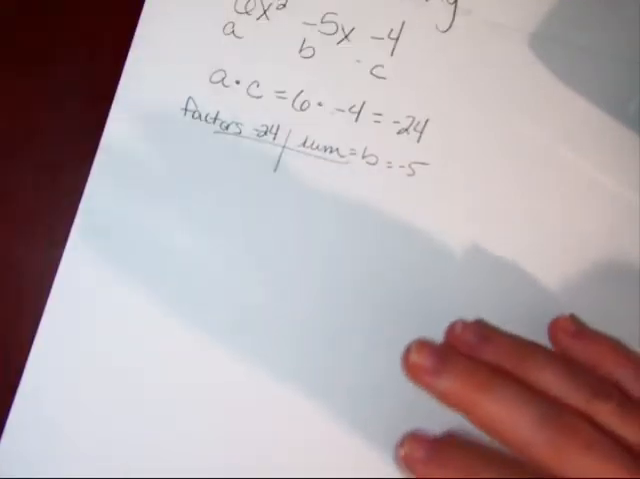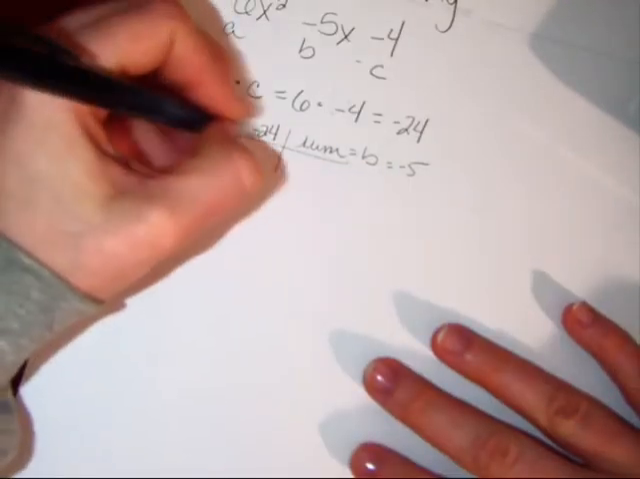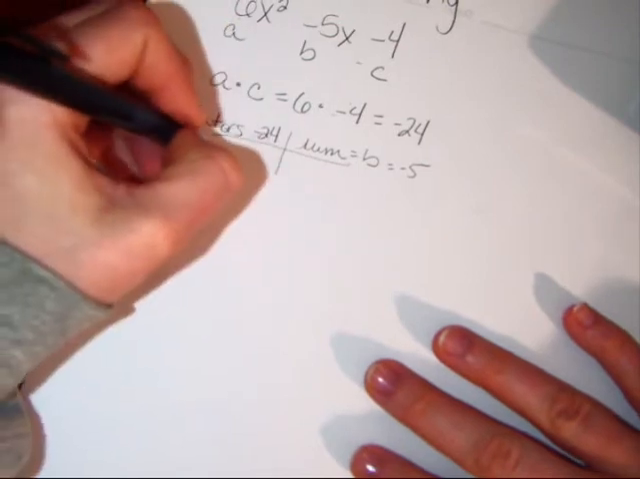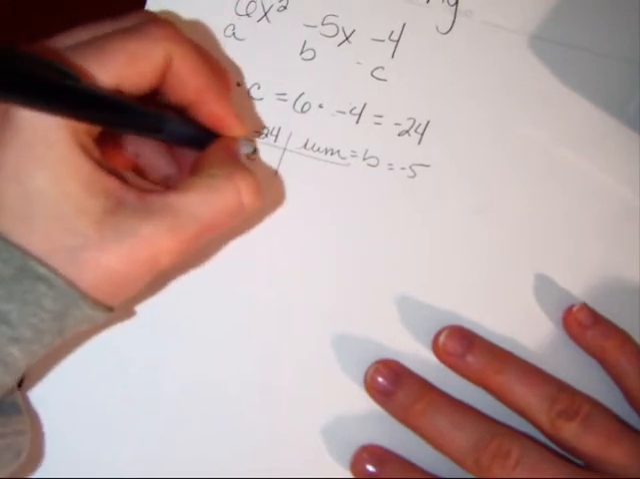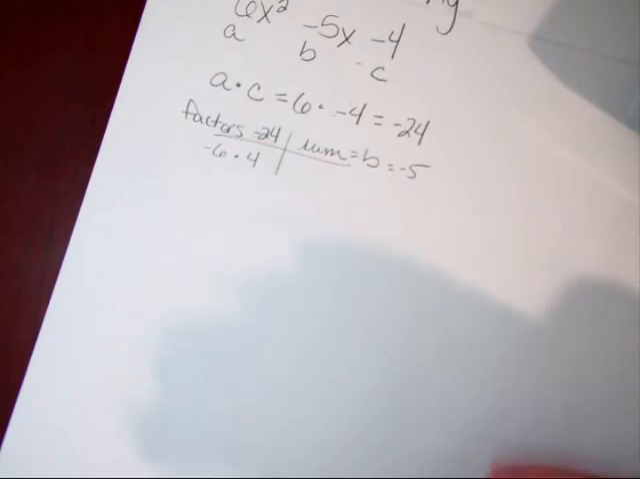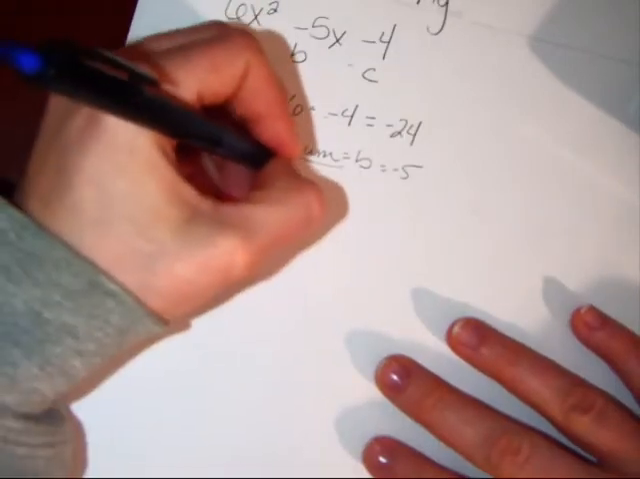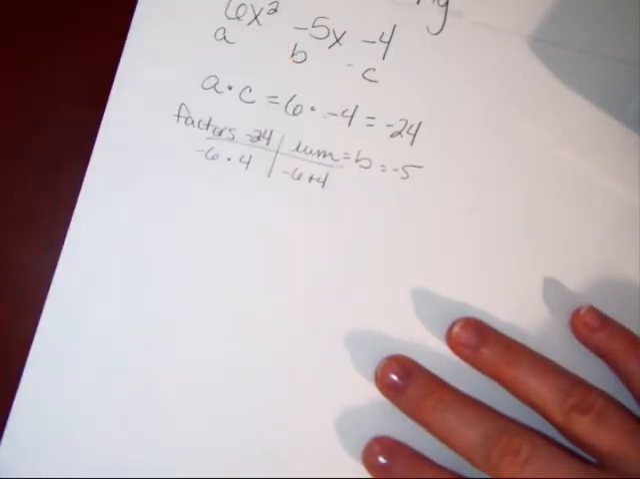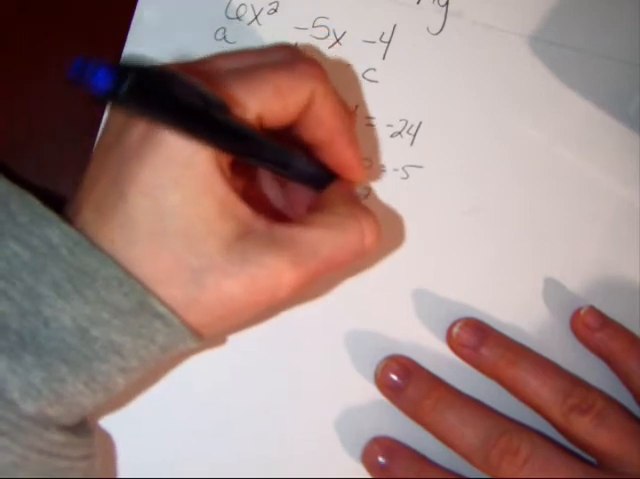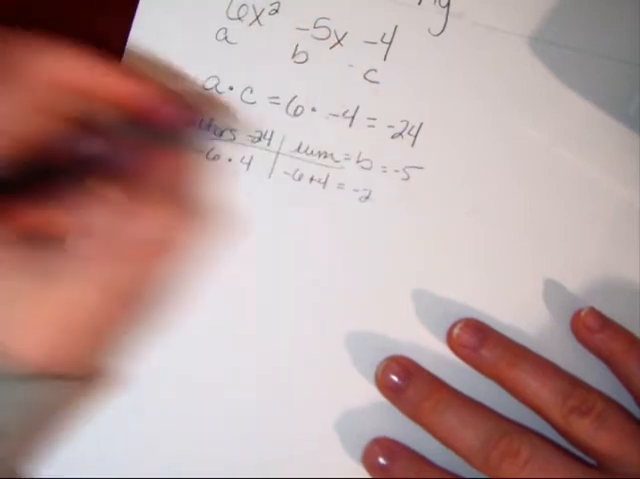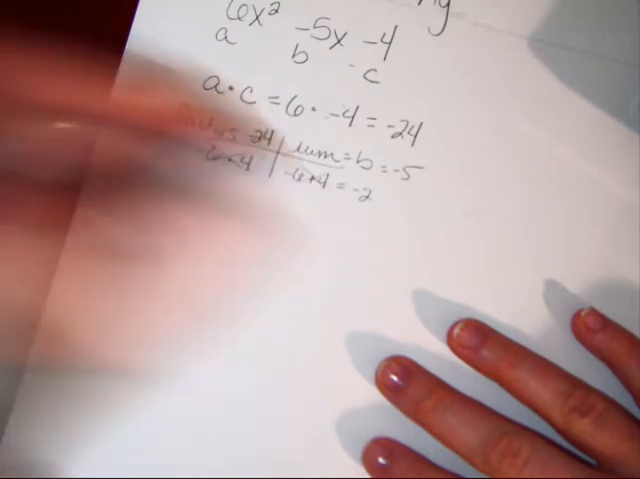So thinking off the top of my head, negative 24 is made up of negative 6 and 4, if you were to multiply them together. Well, guess what? Unfortunately, negative 6 and 4, when you add them, equals negative 2. We need a negative 5. That means I don't have the right answer.